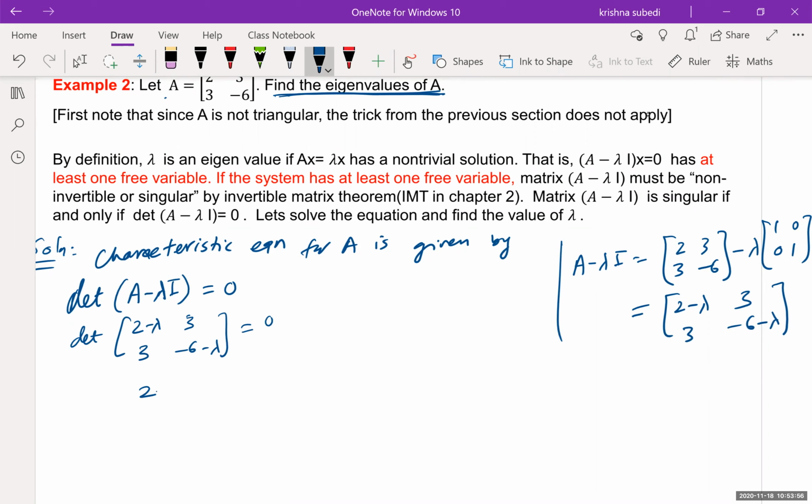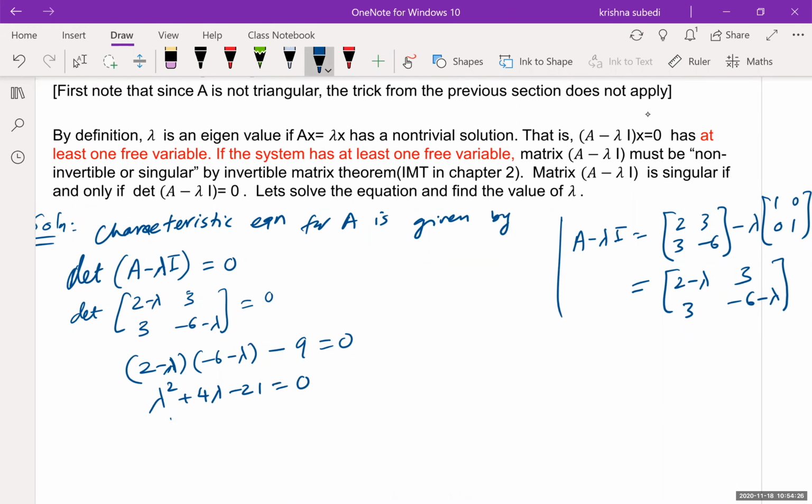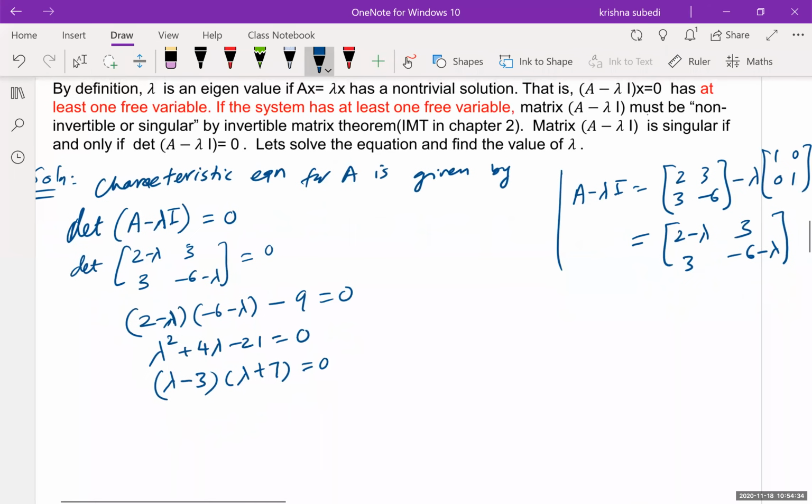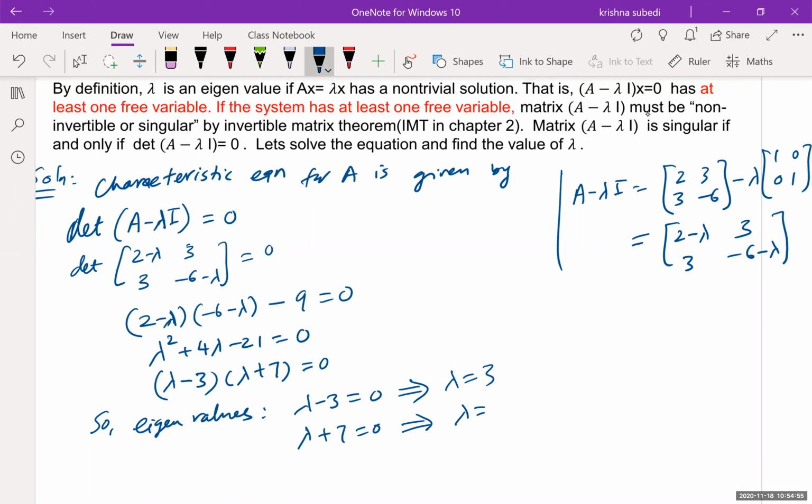So the determinant of this will be (2 minus lambda) times (negative 6 minus lambda) minus 9 equal to 0. If you multiply these two factors, you get the equation lambda squared plus 4 lambda minus 21 equals 0. If you factorize it, you will get (lambda minus 3)(lambda plus 7) equals 0. So the eigenvalues are given by lambda minus 3 equal to 0 and lambda plus 7 equal to 0. This gives me lambda equals 3, and this gives me lambda equals negative 7.